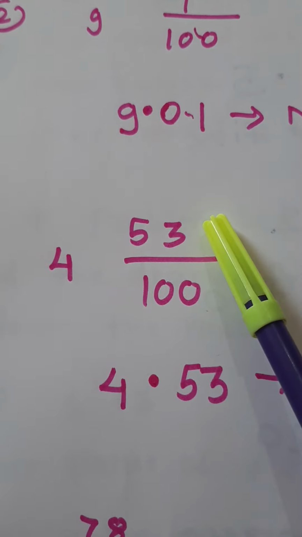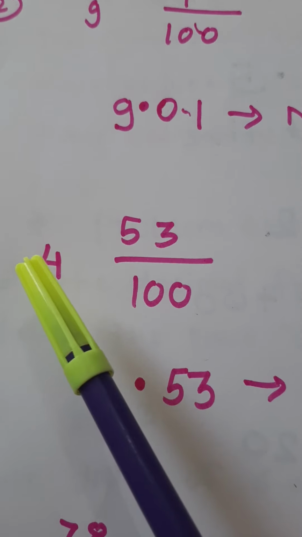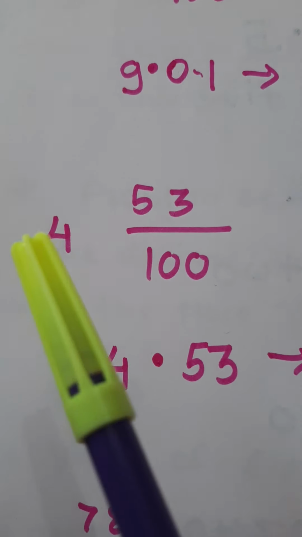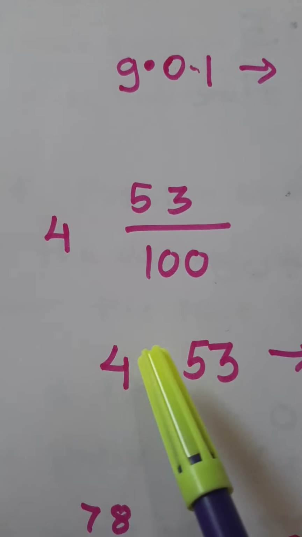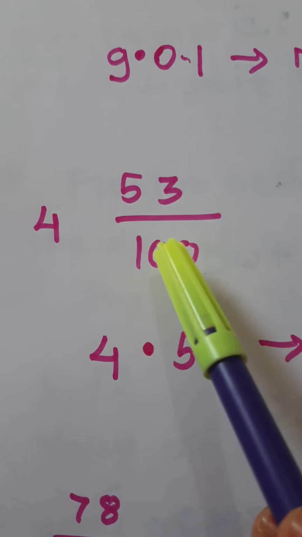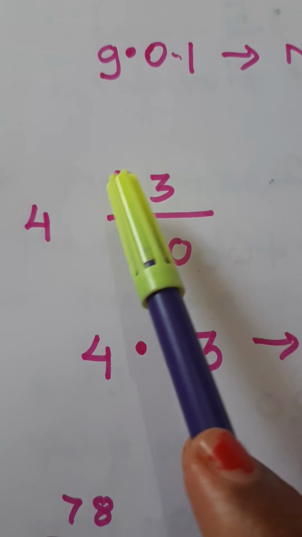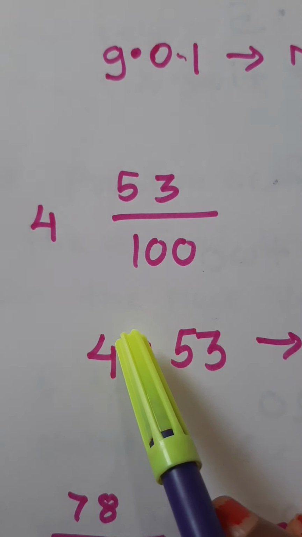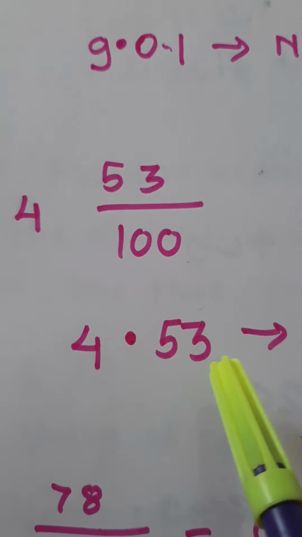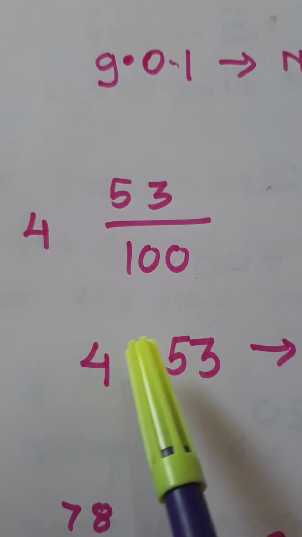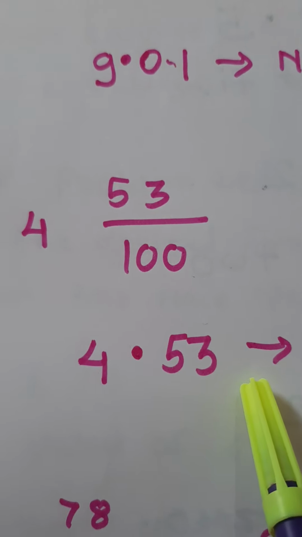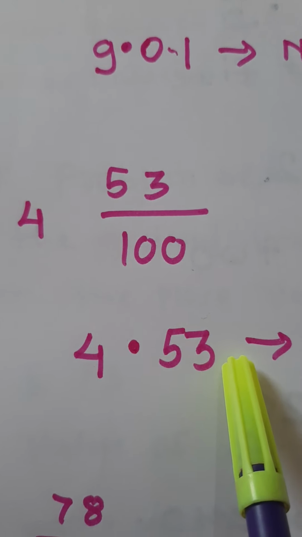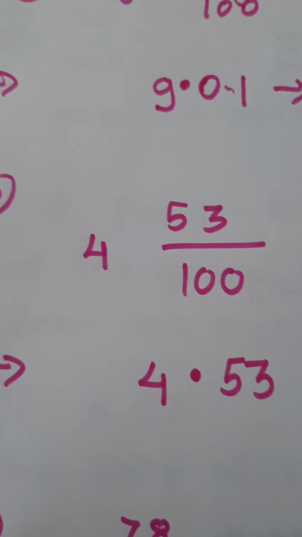4 and 53 upon 100. 4 and 53 upon 100. So write down the whole number, that is 4. Here 2 zeros are present. Above also 2 digits are there. So the point will come after 2 digits. 4.53. How to read? 4.53. Don't read 53 because these are fractions. Read the digits separately.